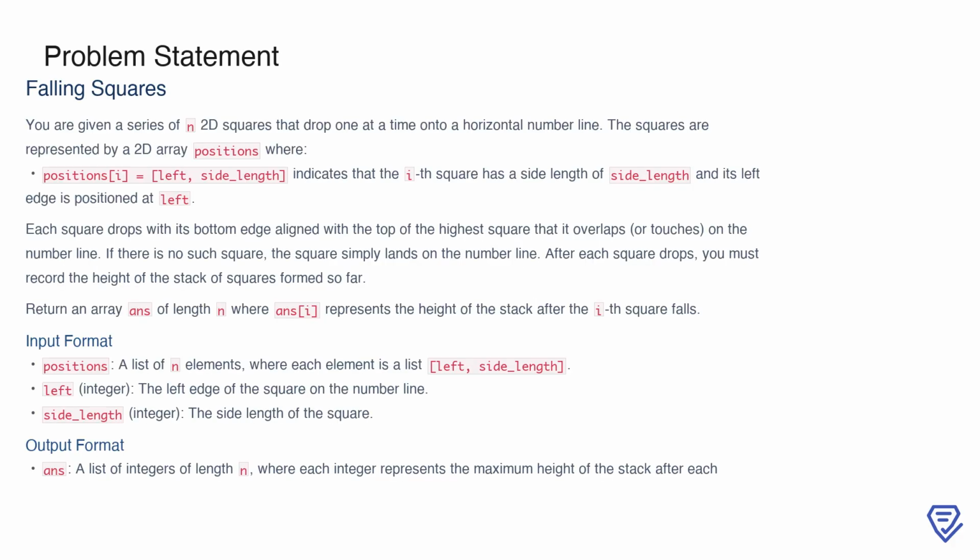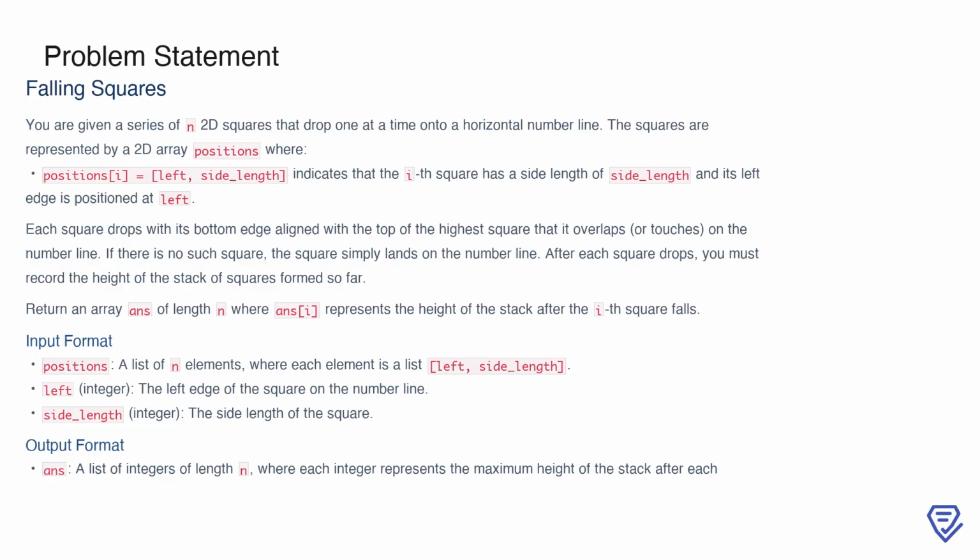In this problem, we are working with a series of 2D squares that drop one by one onto a horizontal number line. Each square is described by a 2D array called positions, where every element is a pair, left, side_length. The left value tells us where the left edge of the square is positioned on the number line, and side_length gives us the length of the square's sides.